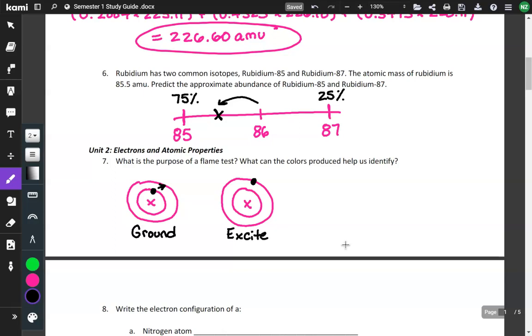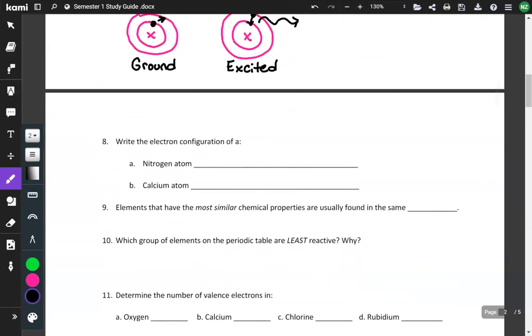It's got to come back down. And when it comes back down, it emits a photon. And a photon is a light particle that our eye picks up. And depending on the wavelength, they represent different colors. So the colors of the flame test help us identify the different metals. So each atom has different differences in energy levels, and they're going to produce different colors of light. And again, we use the flame test to differentiate between different elements.